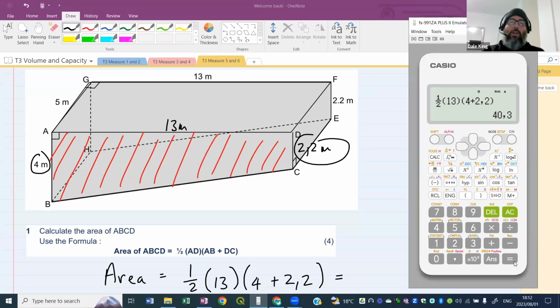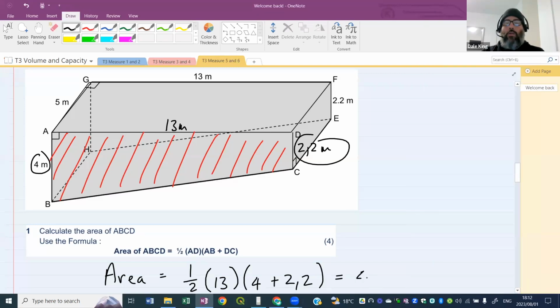Okay, so 40,3. And we are dealing with meters here. So I'm going to say 40,3 meters. Careful, it's area, so it's square meters. Yes, Tando, it does. So careful, you must use the bracket.